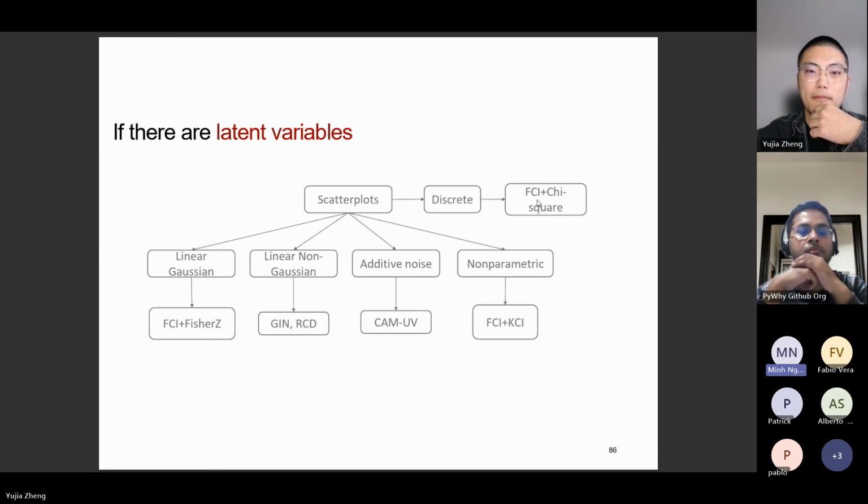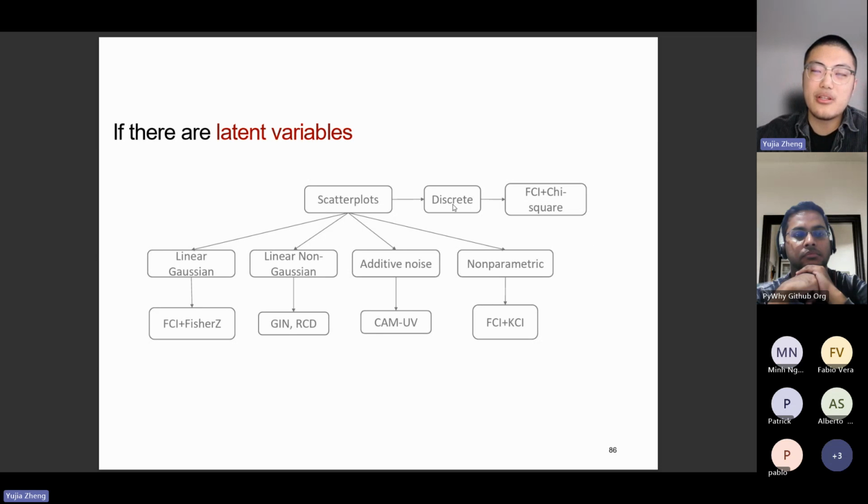When you say data is discrete, do you mean the relationship between the outcome and the treatment? Or what? It's a scatter plot between which variables? Because there are so many controllers, right? Oh, I see. So discrete here, I mean for example, we have three variables, and all of these variables are binary. And we try to get the causal graph between these three variables. So it's not necessarily inferred by scatter plot, maybe by some other information. But for discrete, we just mean discrete variables. Okay. Thank you. Good question.